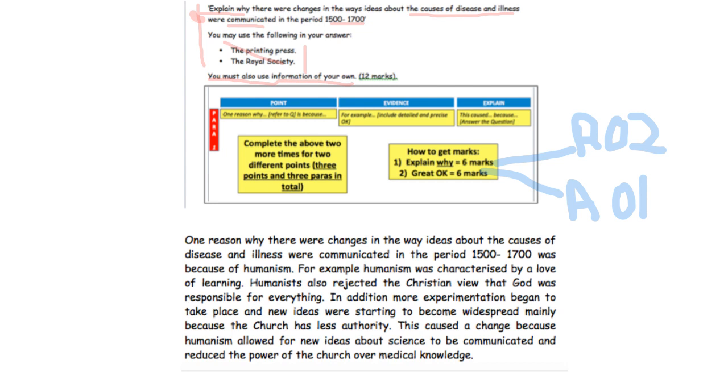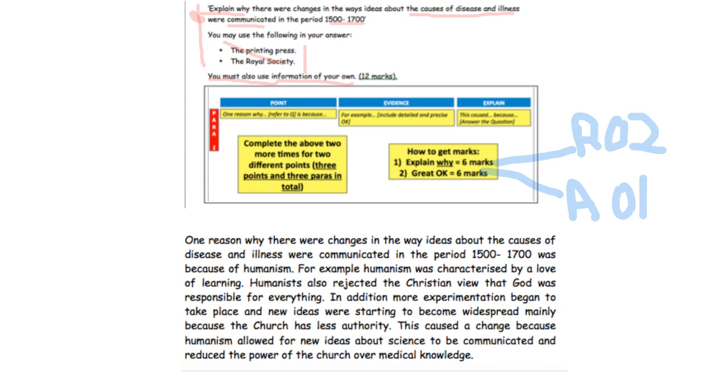So we've got the structure here. You need to write three PEE paragraphs. And your PEE paragraphs, just to remind you, is your point, evidence, and explain. So as long as you can keep that in the back of your mind and you have the key knowledge and information to hand, it's quite easy to do well on these questions.